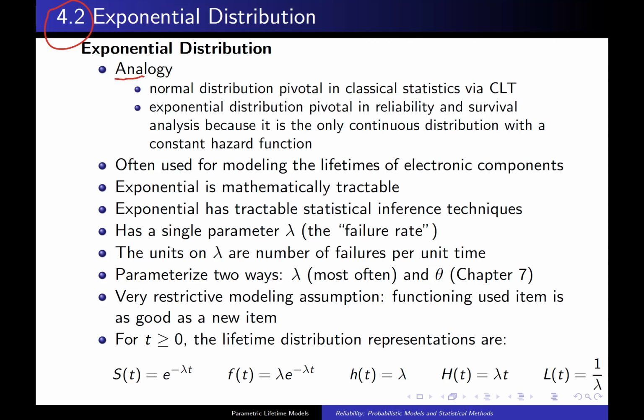Here is an analogy. In your first course in statistics, you might have recognized that the normal distribution plays a pivotal role, and the reason for that is the central limit theorem. Likewise, in reliability and survival analysis, the exponential distribution is going to play a pivotal role, and that is because it's the only continuous distribution with a constant hazard function.